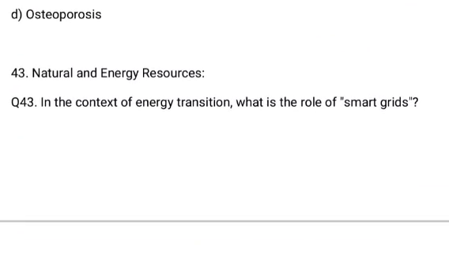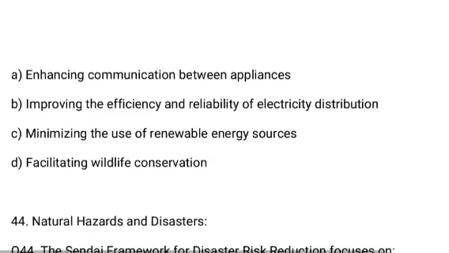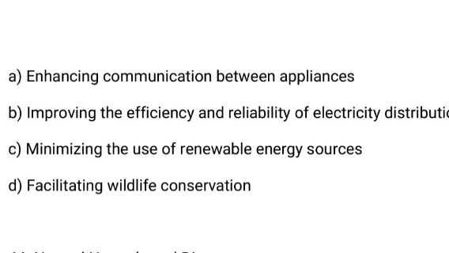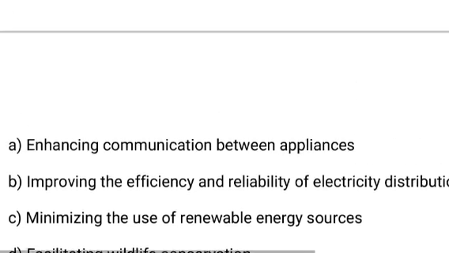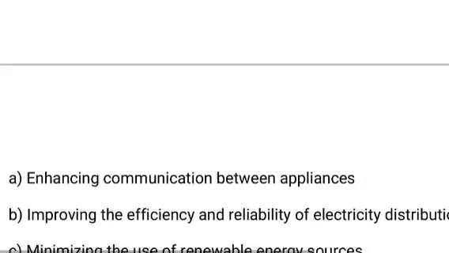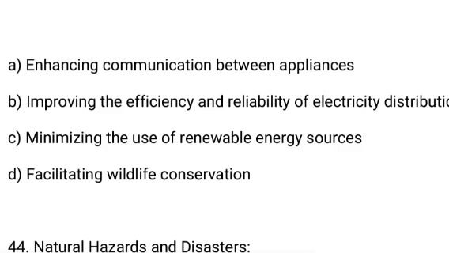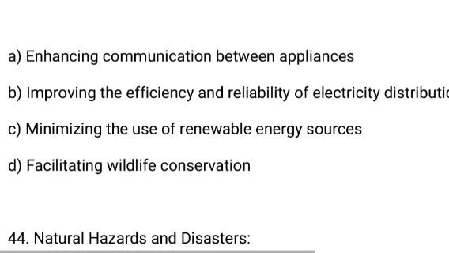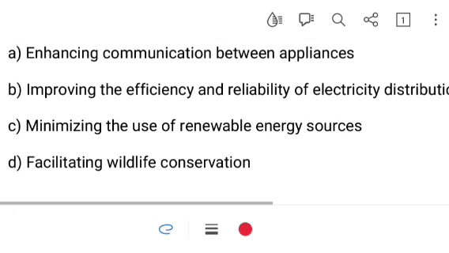So next is 43, natural and energy resources. So the question is, in the context of energy transition, what is the role of smart grids? Enhancing communication between appliances, improving the efficiency and reliability of electricity distribution, minimizing the use of renewable energy sources, facilitating wildlife conservation. What do you think? It will be improving the efficiency and reliability of electricity distribution. This will be correct.